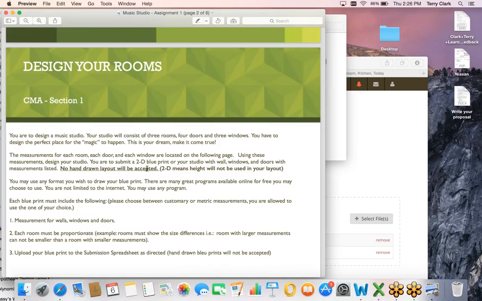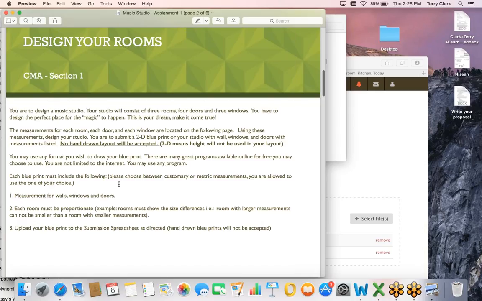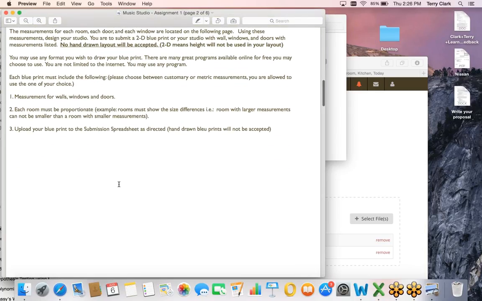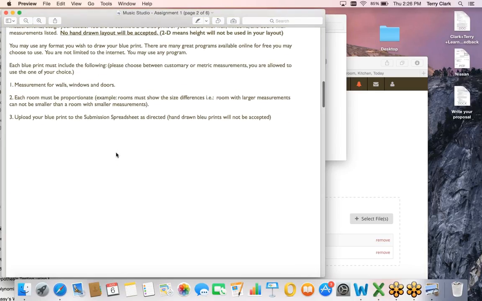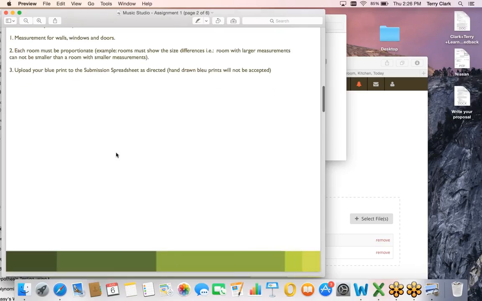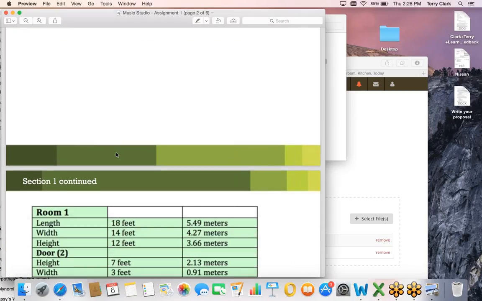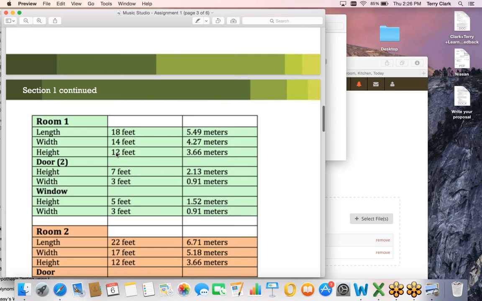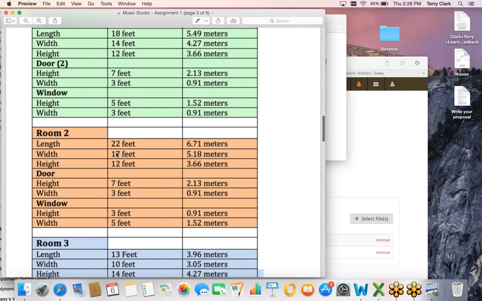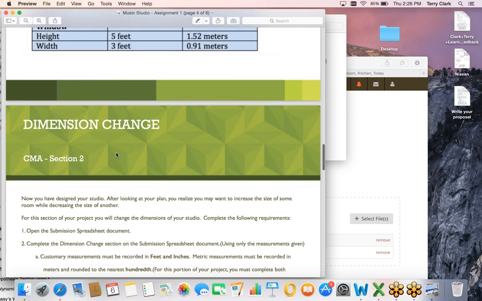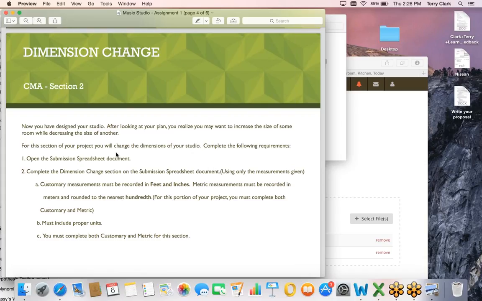It's giving you more detail as far as your blueprint. Okay, and then you'll need to upload that blueprint. You can also copy and paste it right onto the worksheet. In section one, it's going to give you the dimensions for the rooms. In section two, it's going to basically talk about how you make the dimension changes and what conversions we use.